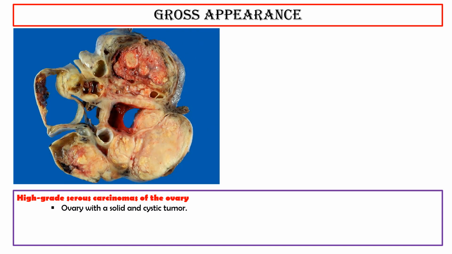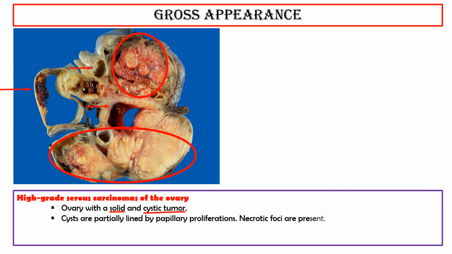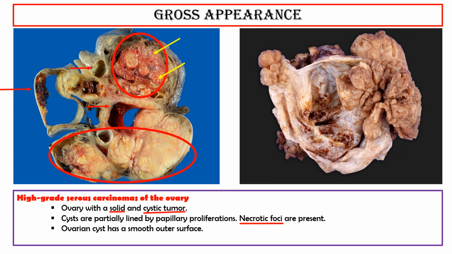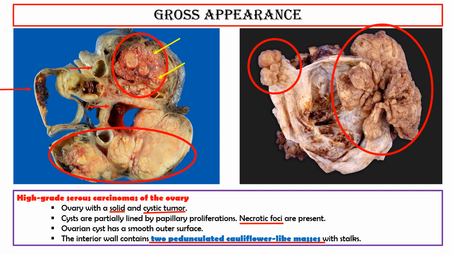High-grade serous carcinomas of the ovary. This photo shows an ovary with a solid and cystic tumor. The cysts are partially lined by papillary proliferations. Necrotic foci are present. This photo shows an ovarian cyst having a smooth outer surface. The anterior wall contains two pedunculated cauliflower-like masses with stalks.